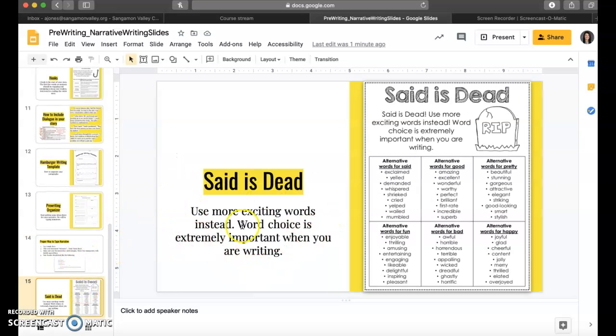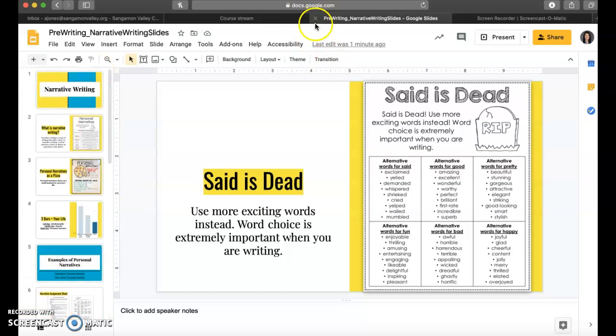And then to finish us up here, said is dead. Use more exciting words instead. Word choice is extremely important when you are writing. So here are some really great alternatives for saying said, like exclaimed, demanded, shrieked, and other words for good. So use a thesaurus. You don't want to be using really basic words like good, pretty, fun, bad. Okay, use some of these other really more descriptive words.